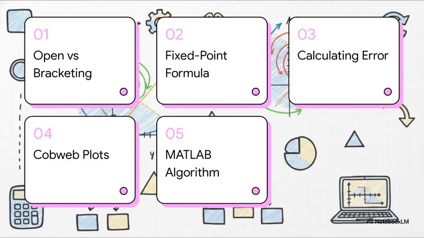Okay, so here's the game plan. First, we'll compare open methods versus bracketing. Second, we'll break down the fixed-point formula itself. Third, we'll look at calculating relative error. Fourth, we'll visualize things using Cobb web plots. And finally, we'll write out that MATLAB algorithm.